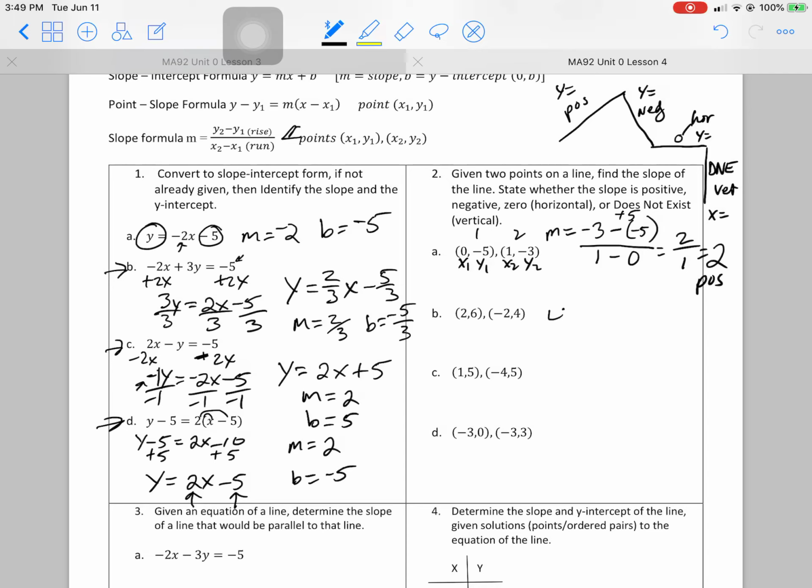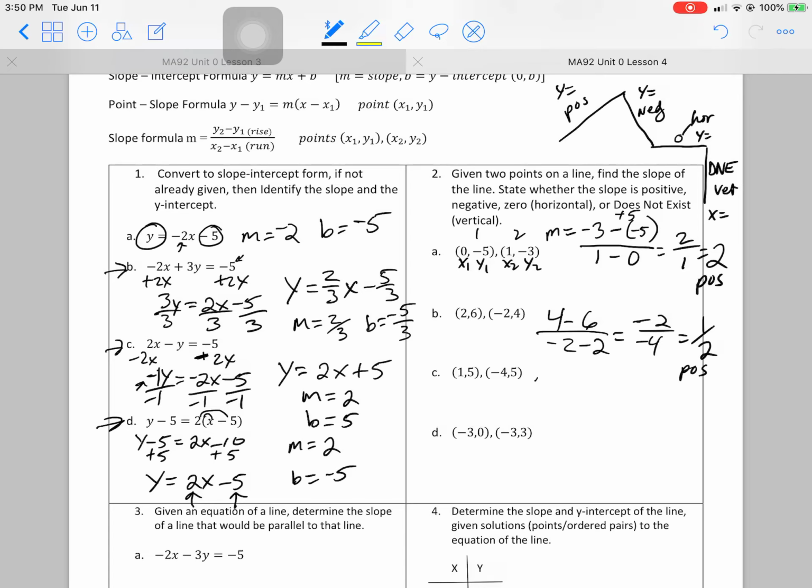Let's see. So this one's going to be 4 minus 6 over negative 2 minus 2. That's negative 2 over negative 4, which is a negative over negative is a positive half. So that's also a positive. It's just not as tilted, right? There's less of a slant. That's all that means, but it's still positive and goes up the mountain. So whereas this might be a 2, that might be a half, but it still goes up from left to right.